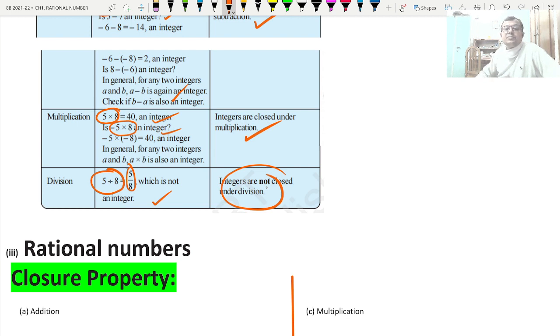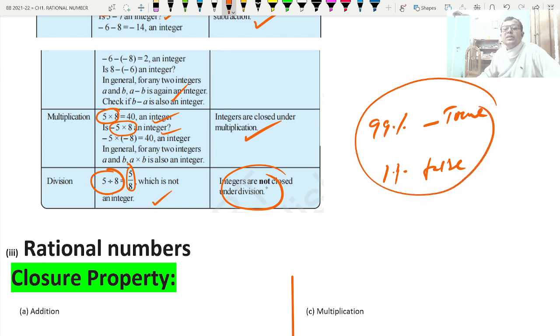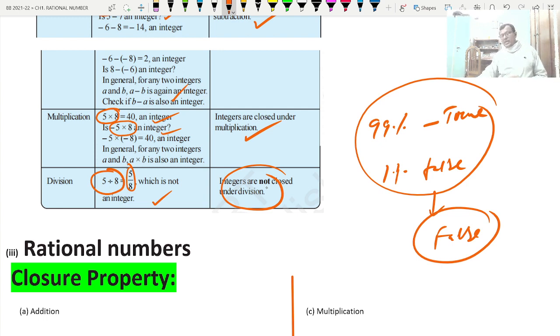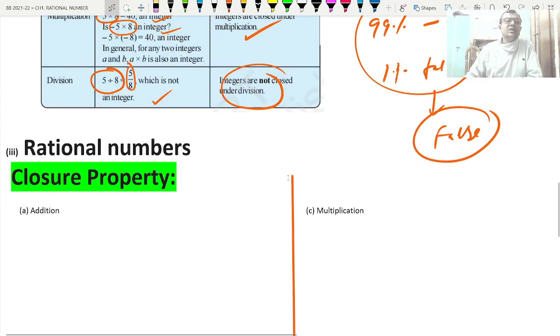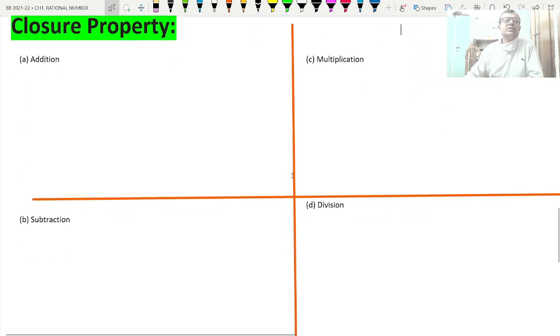in mathematics, if 99% of cases are true and 1% is false, the statement will be false only. If 99.99% of cases are correct and a small fraction of cases are wrong, the statement will be wrong. Now let us see the closure property for rational numbers.